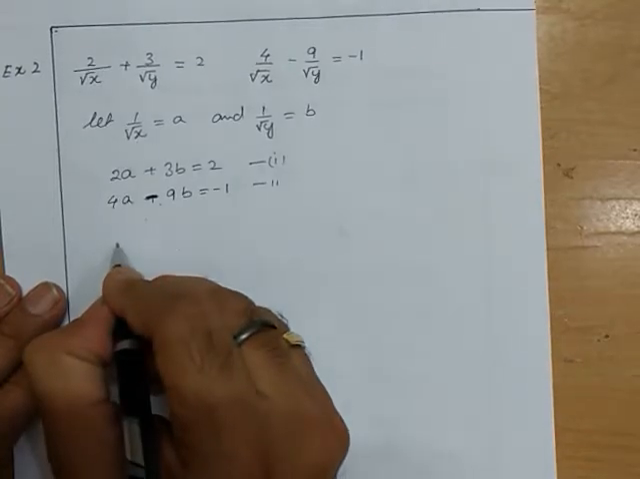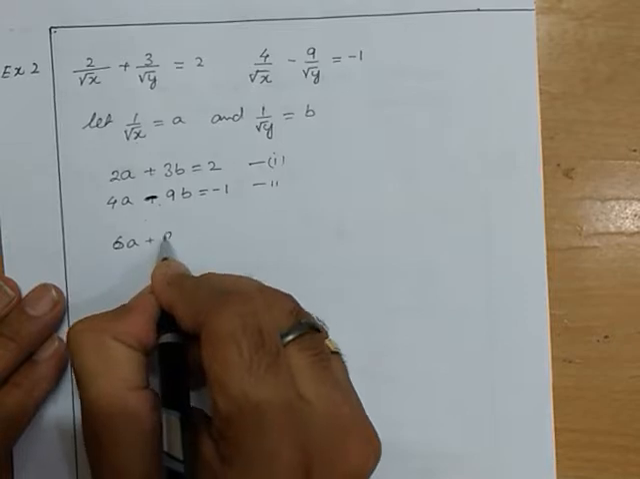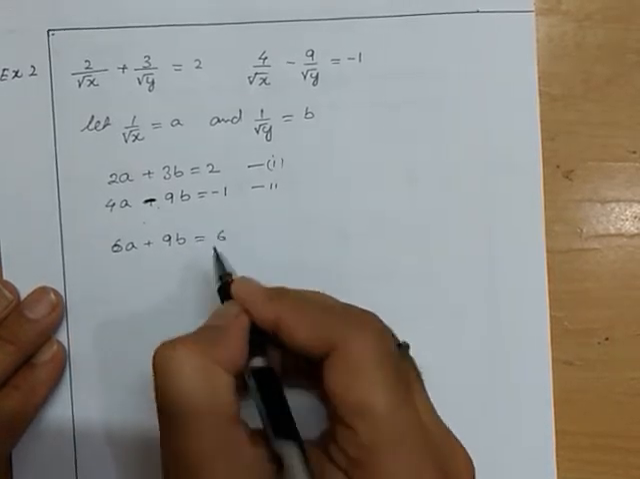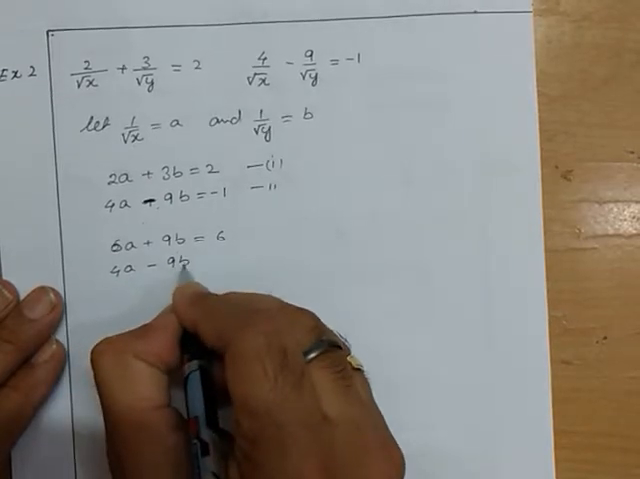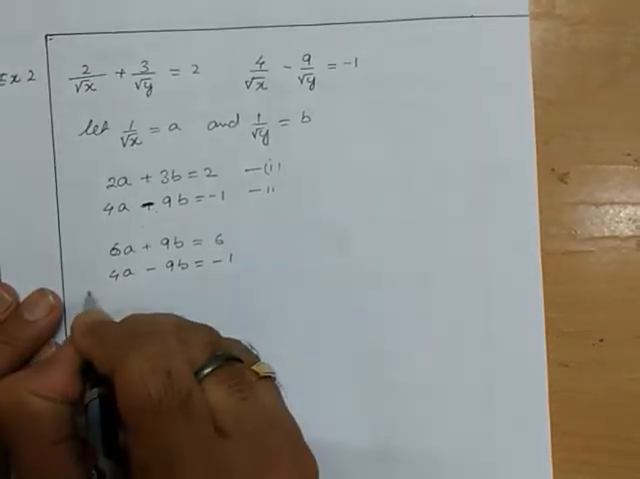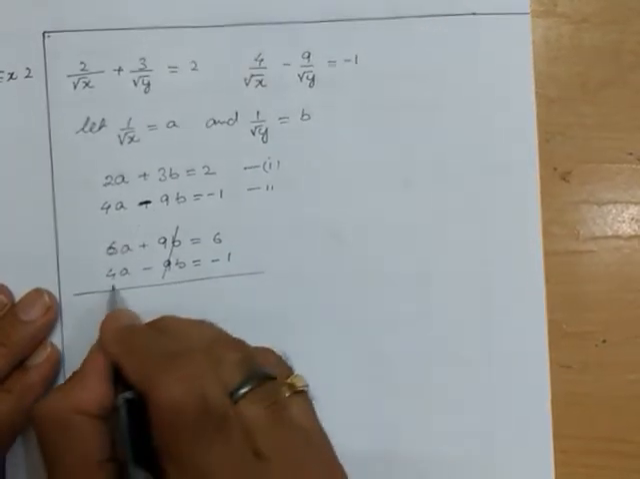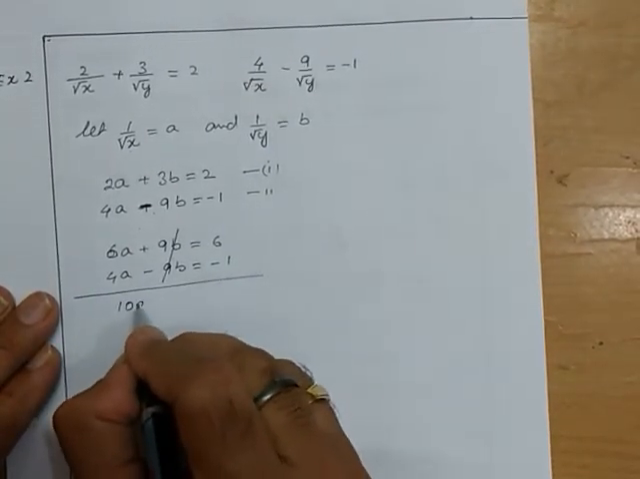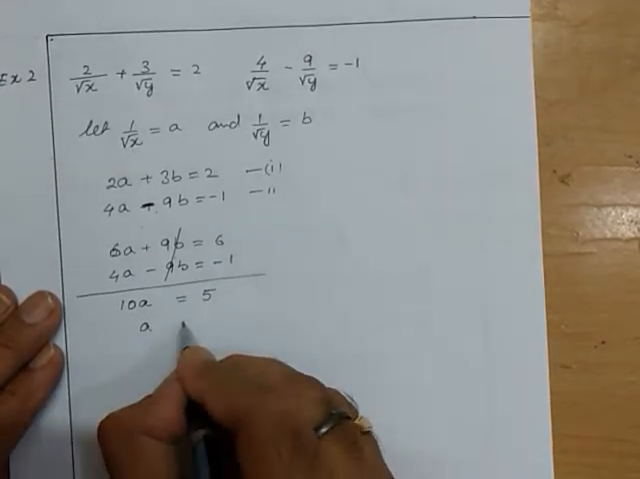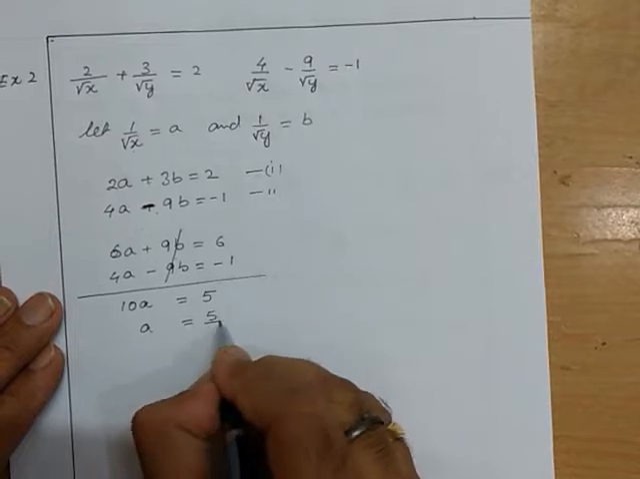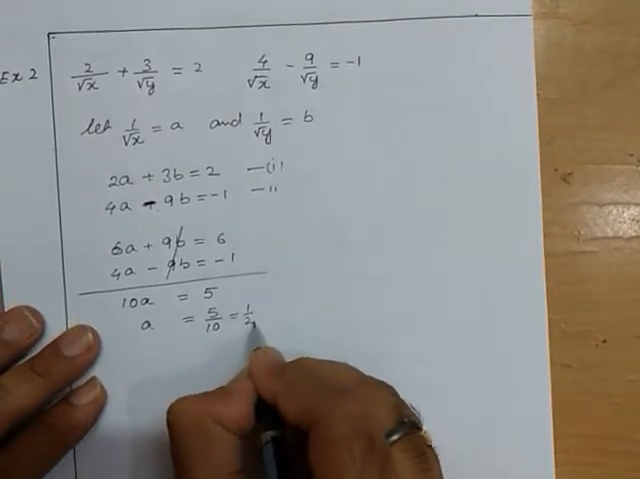So this will become 6a plus 9b is equal to 6, and 4a minus 9b is equal to minus 1. When we solve it, we add them up, and b gets eliminated. So here we will be having 10a equal to 5, and a will be equal to 5 upon 10, which is equal to 1 upon 2.